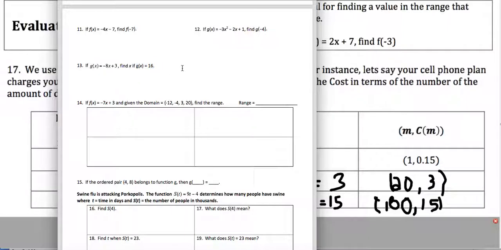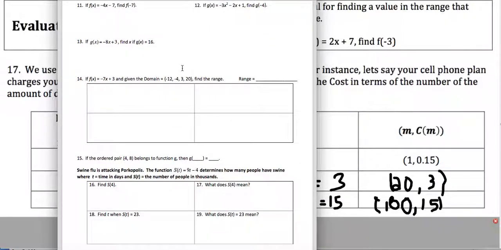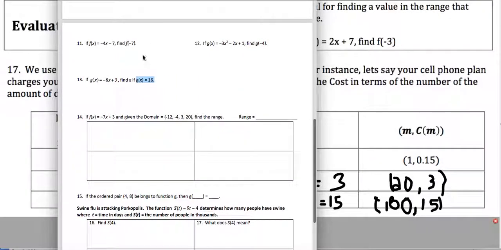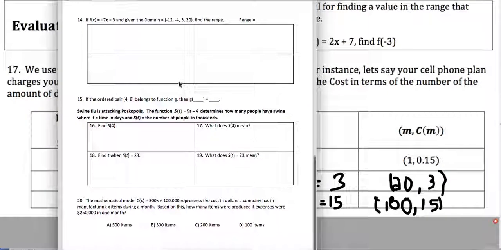So make sure that you read each question. You guys can work together. I don't mind as long as you guys understand. Here for number 14, it's asking you to substitute -12, -4, 3, and 20. And so there's 4 boxes there for each of the 4 substitutions. And if the ordered pair 4, 8 belongs to a function g, then how would you set it up? So would it look like this, or where would the numbers be? So that's what I'm asking you to do there.